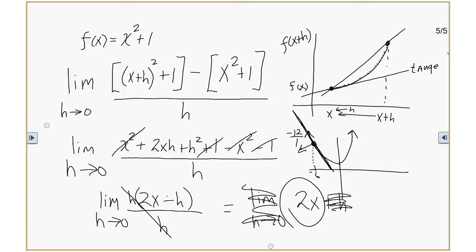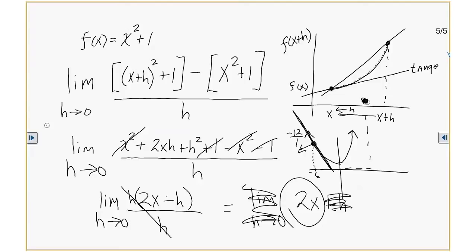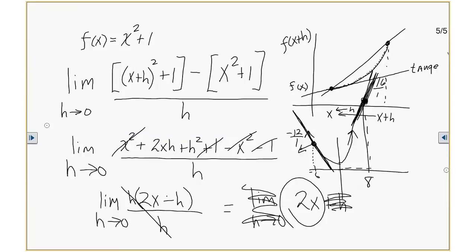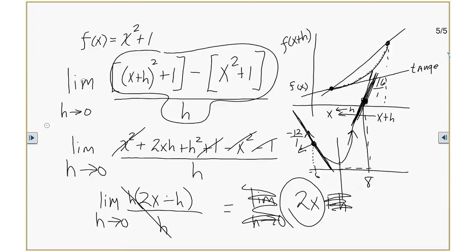Well, what about on the other side? 8. Eight times 2 is what? The slope of the line there is 16 over what? And that is taking your algebra plus your calculus, plus your limit, and you put them together, and you have your derivative, which is the equation of the tangent line at any point in space.